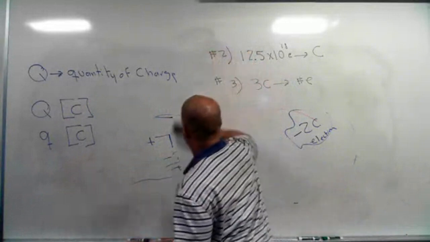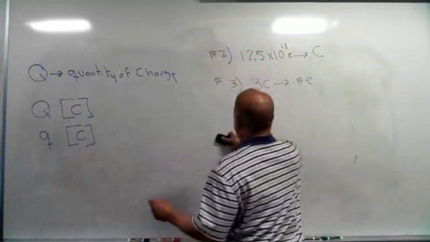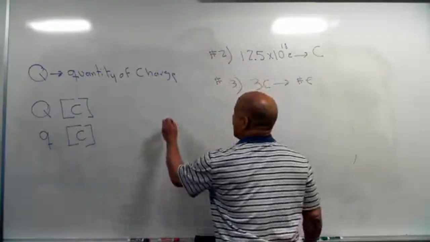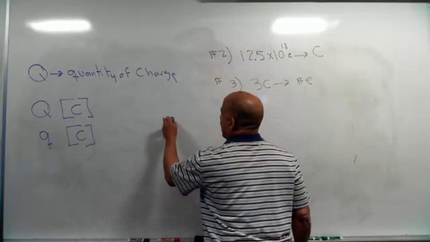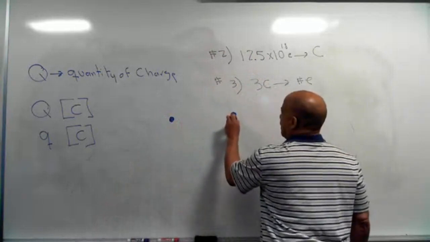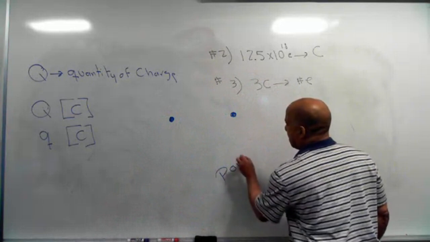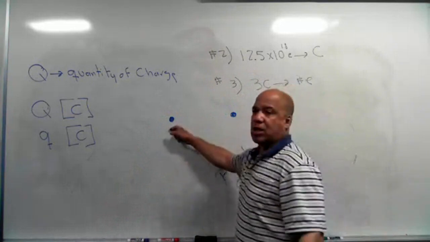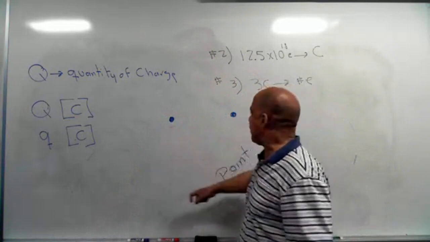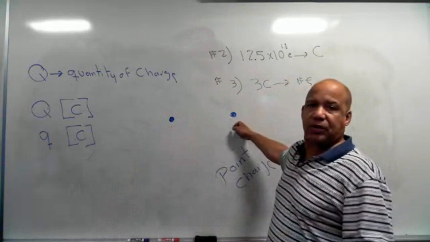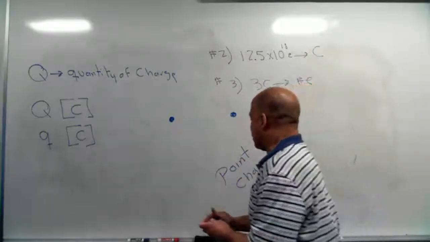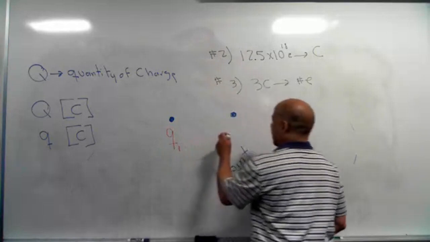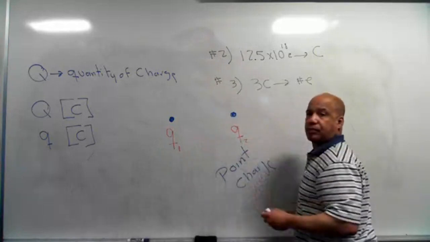Well, here's the answer. If I'm dealing with a single charge called a point charge, like maybe here's a charge here, and here's a charge here. These are what we call point charges. So that's a single charge, maybe a single proton or a single electron. Then it's proper to use the lowercase q. So I might call this charge q1. I might call this charge q2.